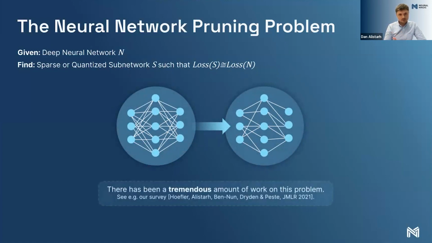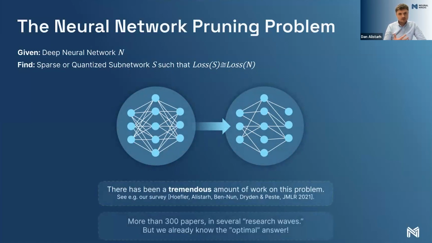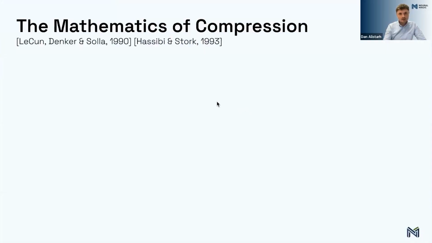There's been a tremendous amount of research interest in this problem. There have been more than 300 research papers and several research waves over the last few years. However, the interesting thing about this problem from the conceptual side is that we already know the optimal answer can be determined. It's just very, very hard to implement in practice. So what do I mean by this? At this point, I'll take a brief detour and things are going to get a bit mathematical, but don't worry, we're going to come back to real-world implementations soon.